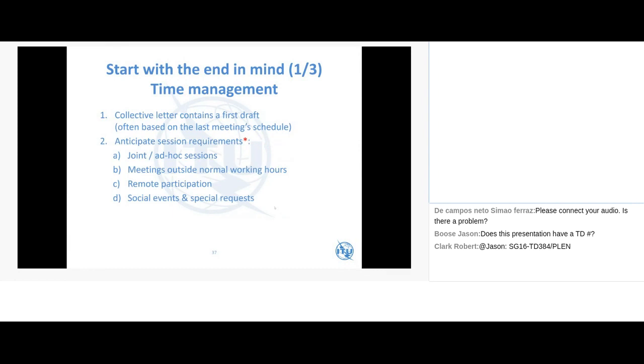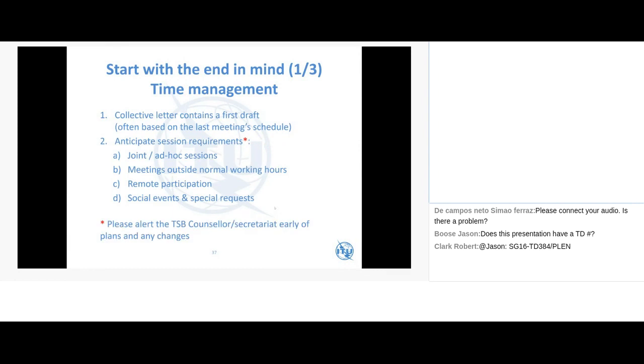What we would ask, though, is during the planning stages, please think about any joint sessions or ad hoc sessions that you may need. So this is really talking to the chairs and the rapporteurs. When would you need to meet outside normal working hours? We're very happy to accommodate, but we do need advance notice. What is your need for remote participation? And do you have any social events or special requests, information sessions, and so on?